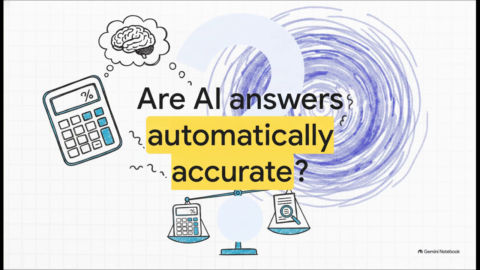We're so used to calculators giving us the exact right answer every single time we type in 2 plus 2, right? So when an AI spits out a beautifully written paragraph or a really confident-sounding fact, our brains naturally just want to trust it completely. But as you'll see, AI doesn't quite work like a traditional calculator. Assuming it does is actually a huge misconception.